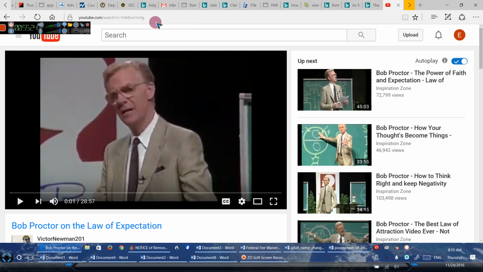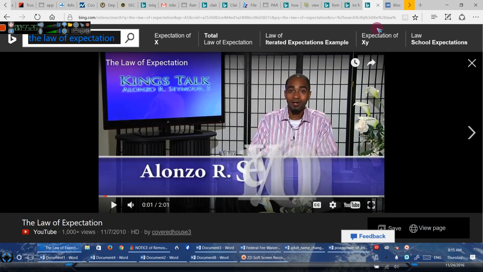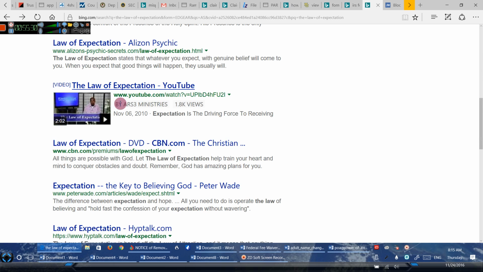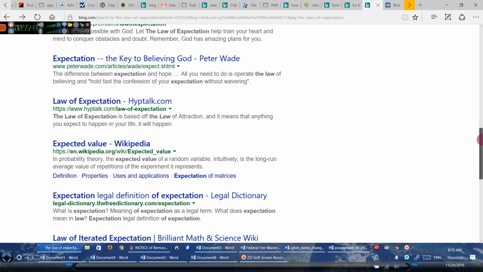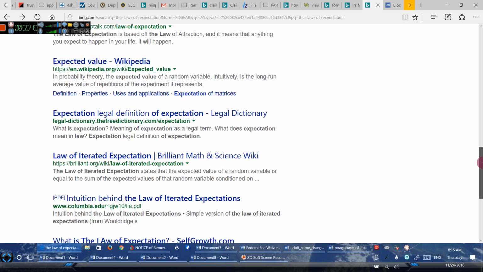Oh well, can't do that. I can't show you that way because these people have taken this phrase and they've come up with their own understanding. Okay, look at that. Christian, the key to believing in God. Ladies and gentlemen, this has nothing, well, technically it does have something to do with that, but the law of expectation has nothing to do with that.